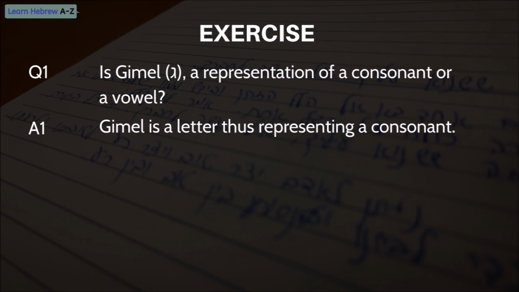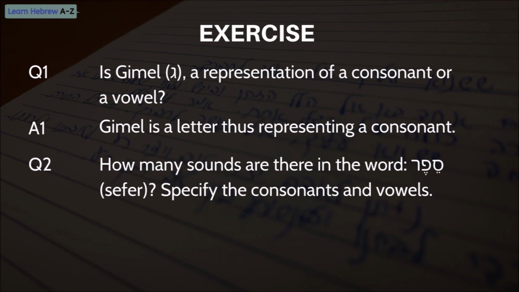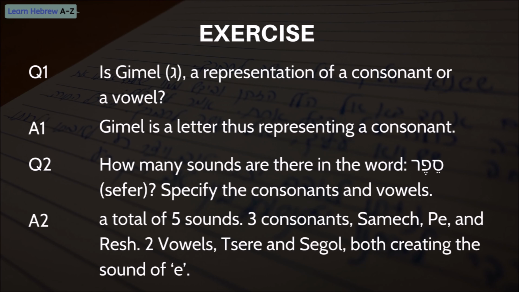2. How many sounds are there in the word Sefer? Sefer. Specify the consonants and vowels. A total of 5 sounds, 3 consonants, samech, pe, and resh, 2 vowels, tzere and segol, both creating the sound of e.